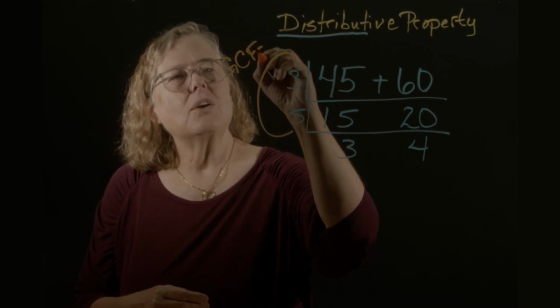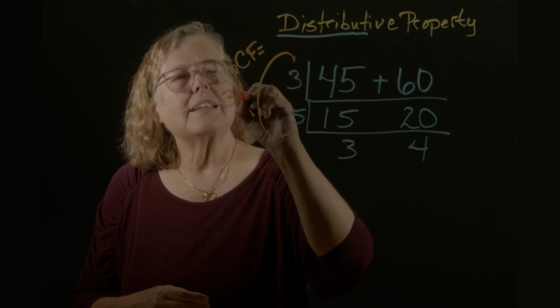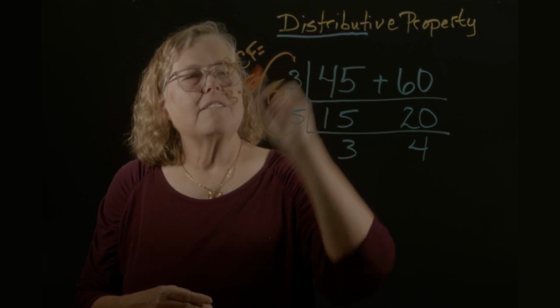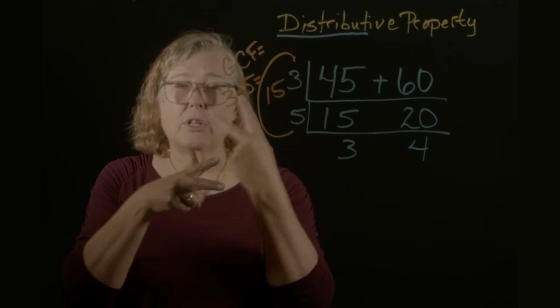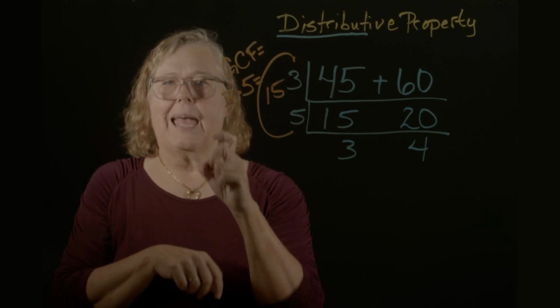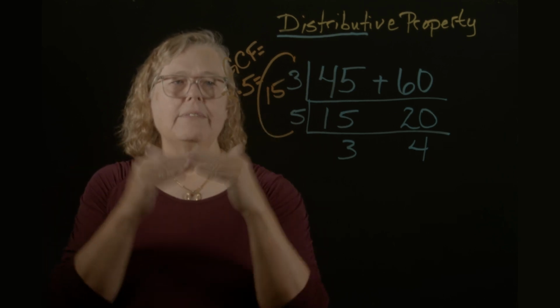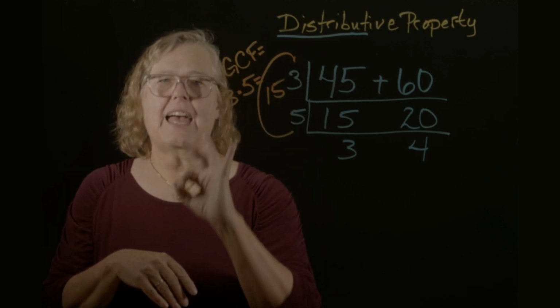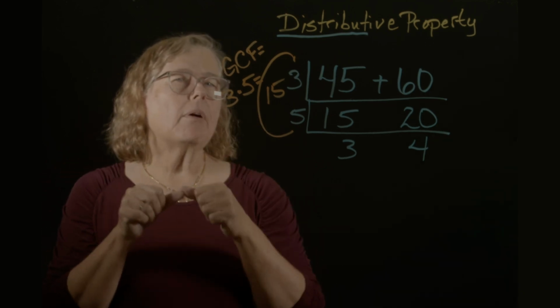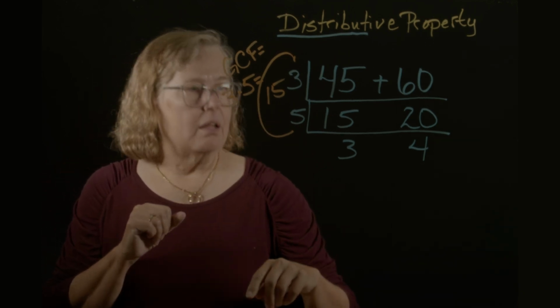The GCF, 3 times 5, it's 15. Remember, we multiply them together, and we multiply with a dot because we don't want to use an X. So we're going to say 3 times 5 is 15. That's the GCF. Good job. What's the LCM? Do you remember how to find that?